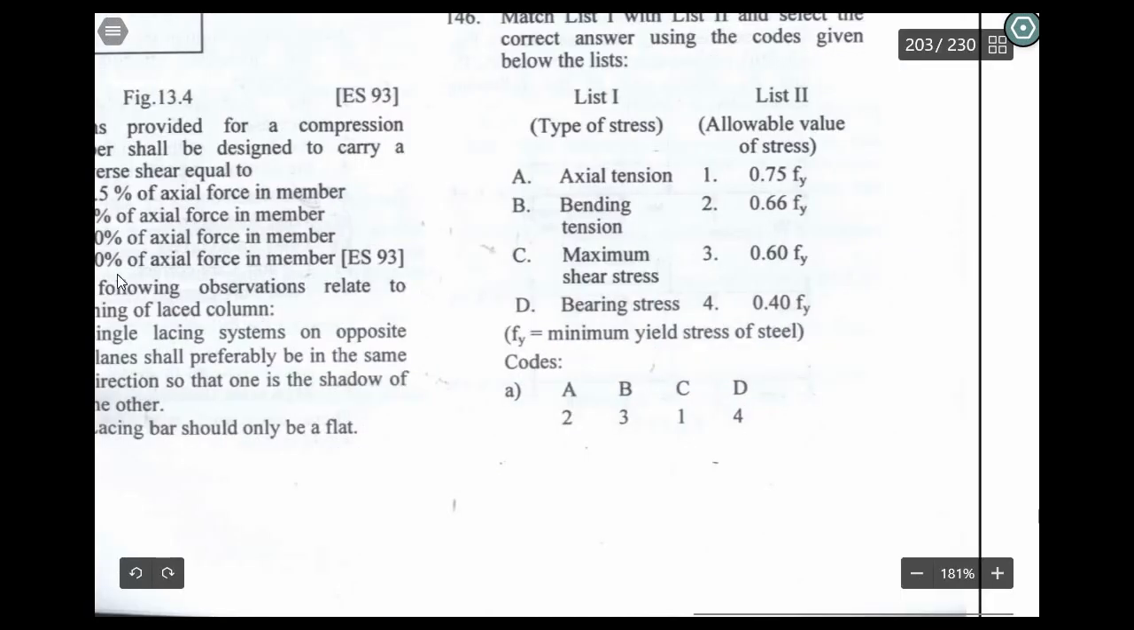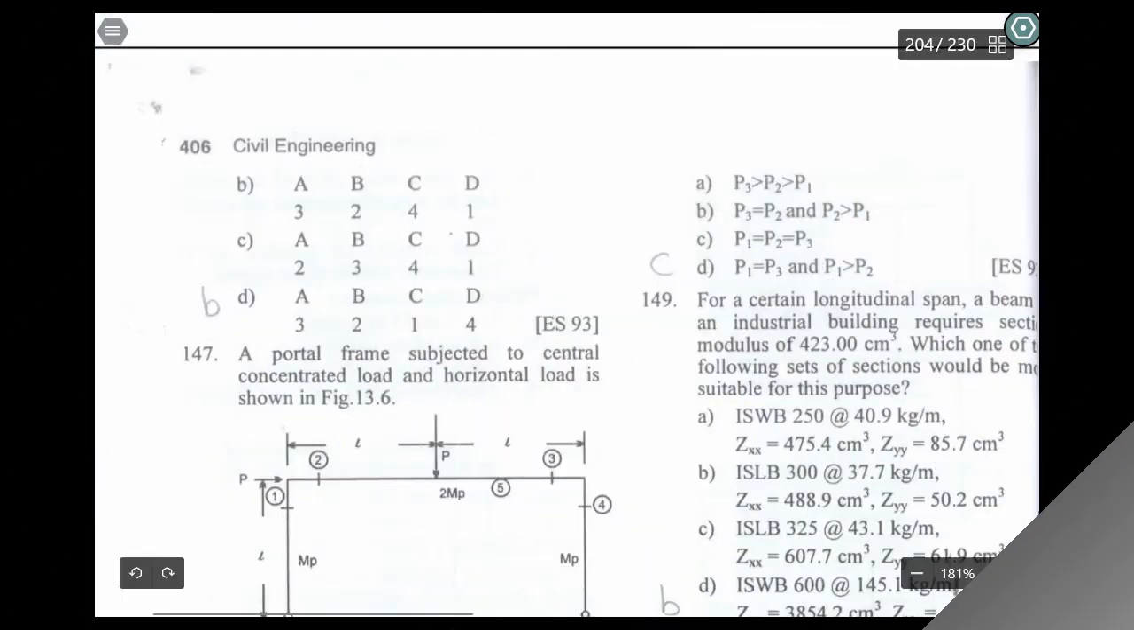Axial tension, allowable value of stress is 0.60 Fy. Bending tension, allowable value of stress is 0.66 Fy. Maximum shear stress 0.4 Fy. Bearing stress 0.75 Fy. B.